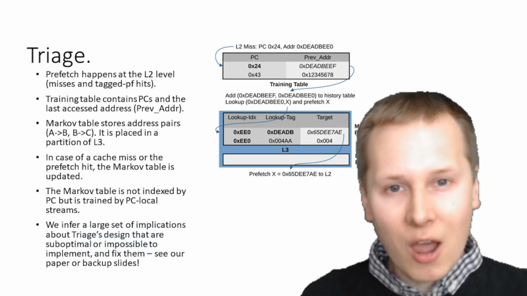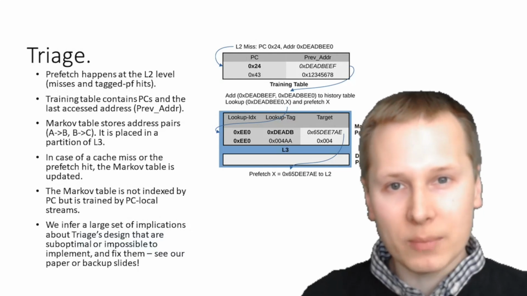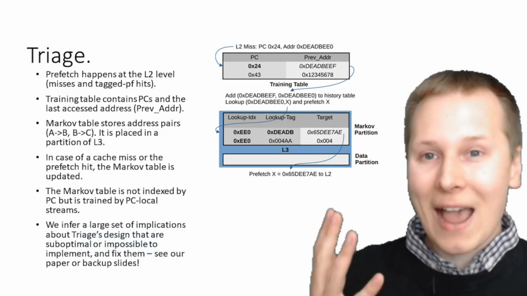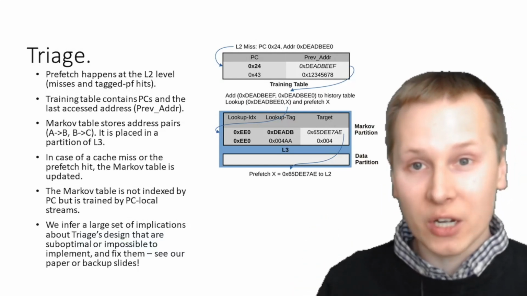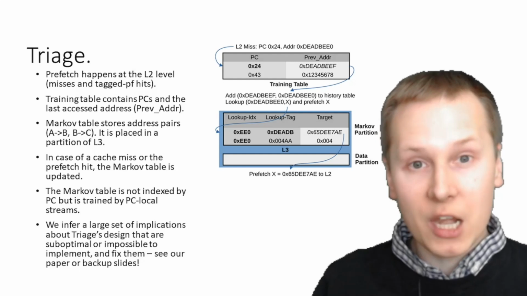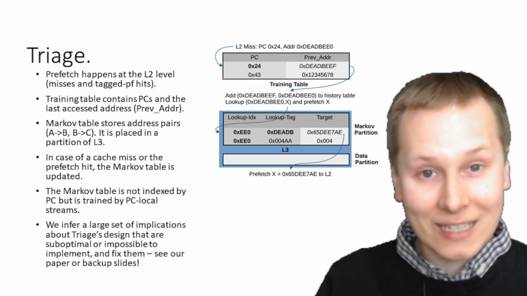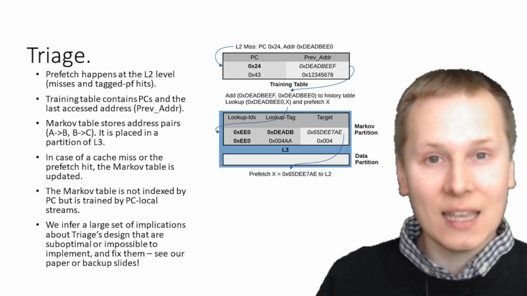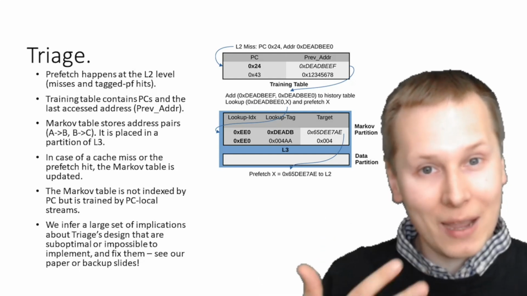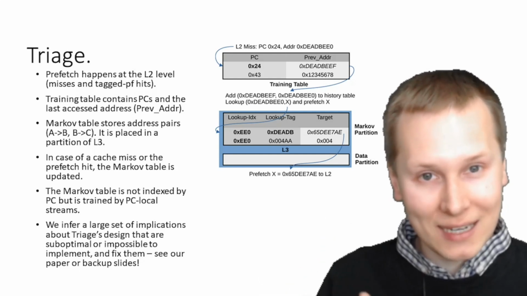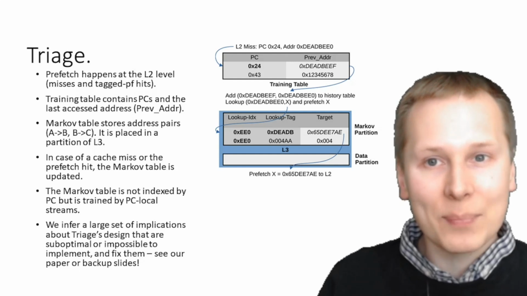So this Triage paper that appears to have inspired ARM's design, what we have here is a prefetcher that sits at the L2 level. It observes the L2's misses and tagged prefetch hits, i.e. things that were prefetched into the cache by the prefetcher itself when they were first accessed. We tell the prefetcher we've done that.